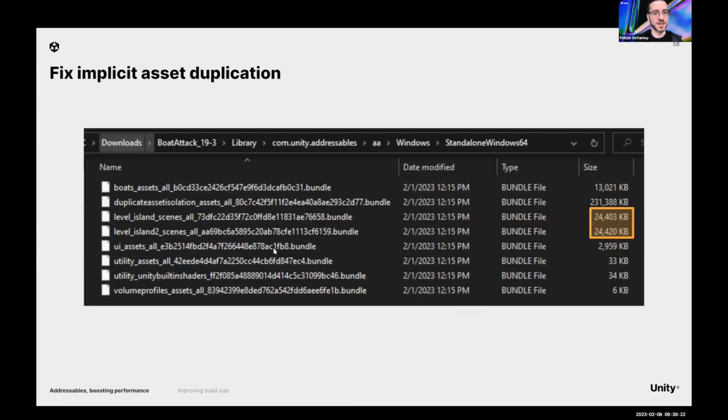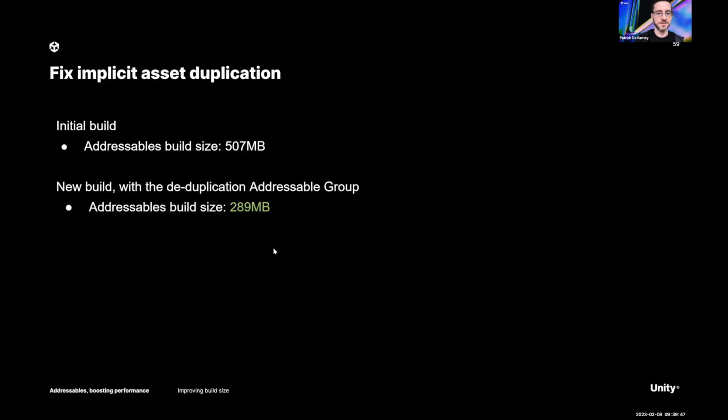So if we rebuild all of our addressables content and we check it out on disk, things are looking a lot nicer already. We can see that both of our island scene bundles are a lot smaller. We went from about 250 megabytes down to 24, which is a pretty big win. And we have a new bundle also, duplicate asset isolation, which now stores most of our content. This is the content that's shared between our Level Island scenes, and we could see there was some content that was also shared with the boats bundle. Comparing to our previous build, this is a pretty big win for not a lot of effort. We started with 500 megabytes and we ended up with about 300 megabytes of size on disk. So we got about a 40% reduction purely by just changing our bundle layout.